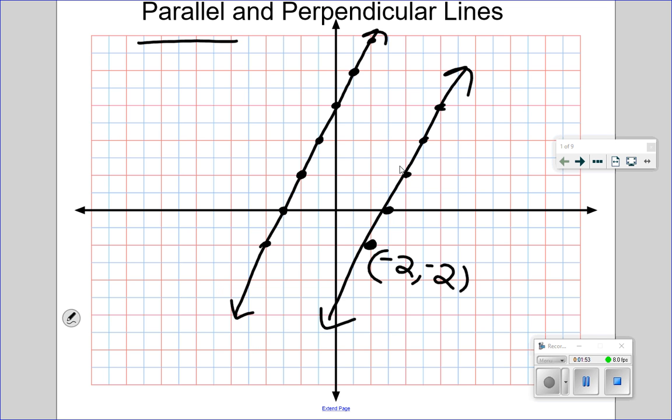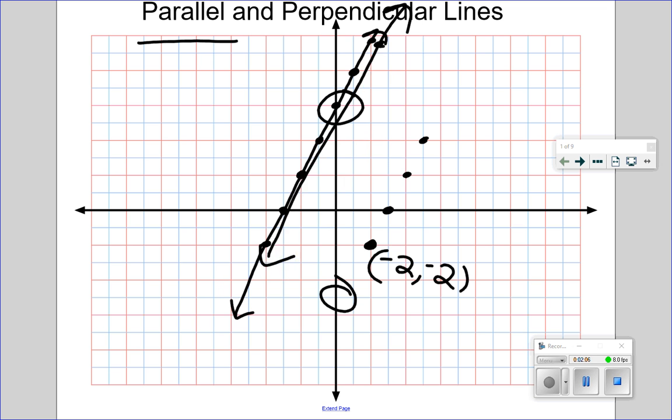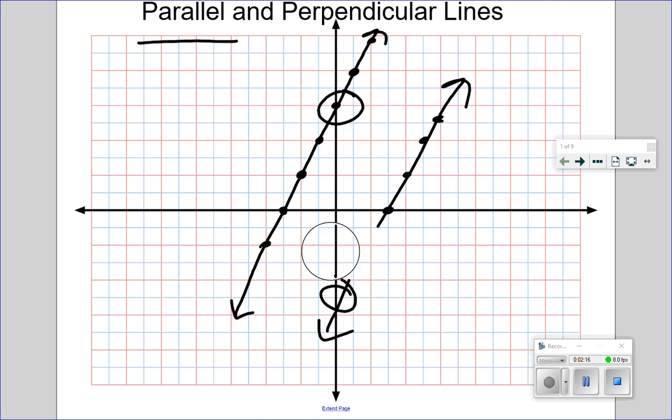So the important thing that you know is that parallel lines are lines that have the same slope. Notice the y-intercept is irrelevant. We don't have to have the same y-intercept, and in fact we can't. If we had the same y-intercept, then this line would just be exactly the same, because it would have the same slope and the same y-intercept. So the y-intercepts should be different, but their slopes are going to be the same. That's all that's important. If their slopes are the same, the lines are parallel.